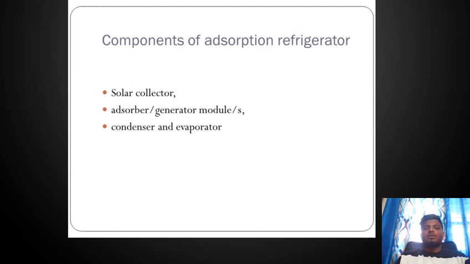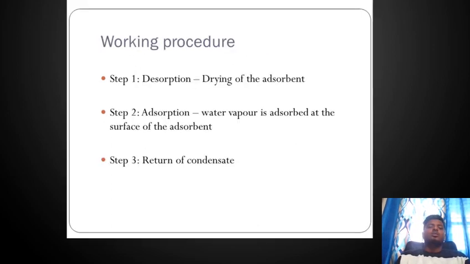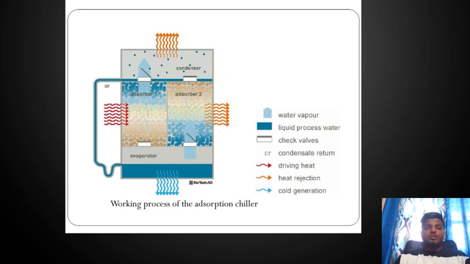Components of an absorption refrigerator: solar collector, absorber or generator modules, condenser and evaporator. Working procedure. Step 1. Desorption, drying of the absorbent. Step 2. Adsorption. Water vapor is absorbed at the surface of the absorbent. Step 3. Return to the condenser. Working process of an absorption chiller: water vapor, liquid refrigerant water, check valves, condenser return, driving heat, heat rejection, cold production.